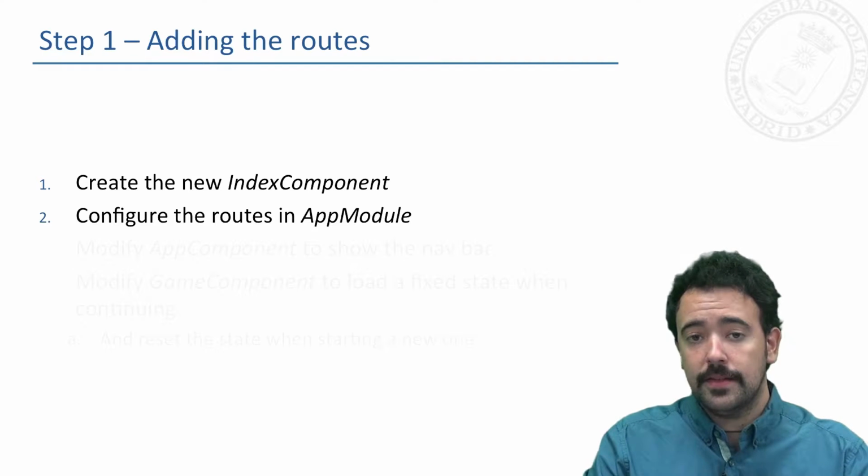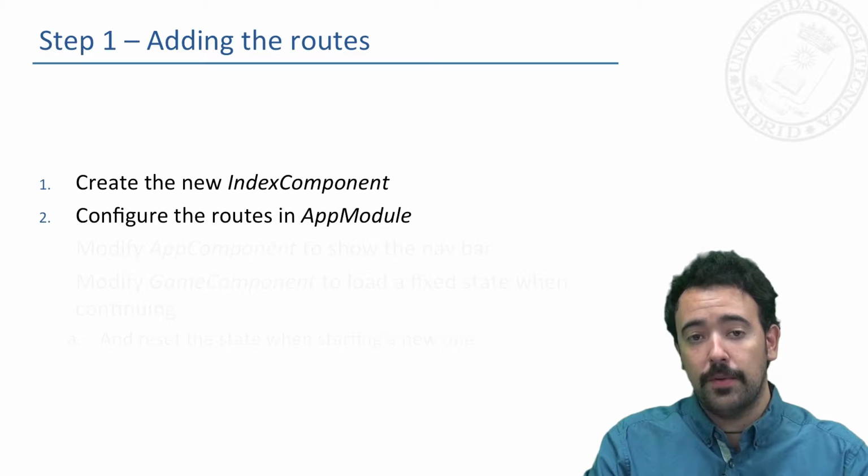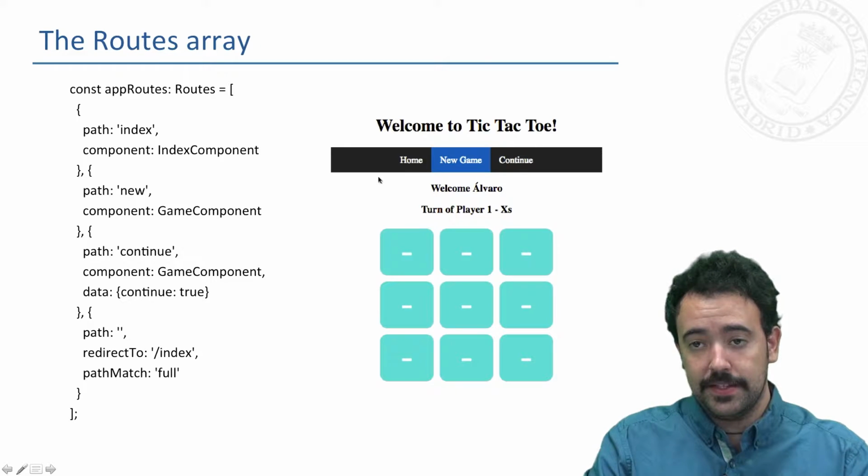In order to do that, the first thing we have to do is to create a new component that will render the index page, and we have called it index component. Then I'm going to configure the routes in order to get the URL from the navigation bar and to render one or another component depending on it. The routes I'm going to configure are the ones you can see in this slide.